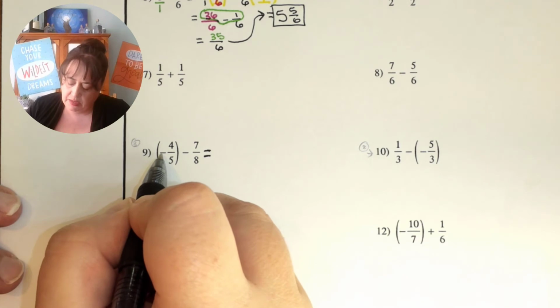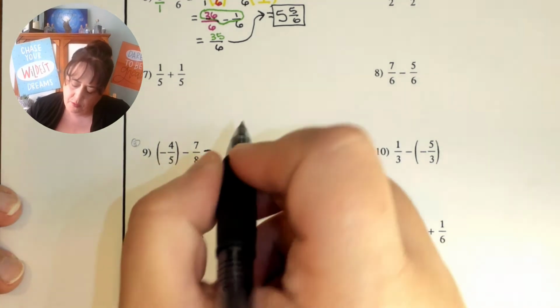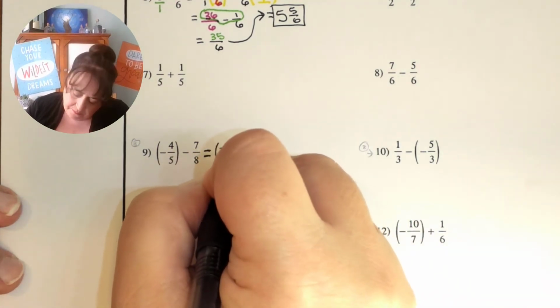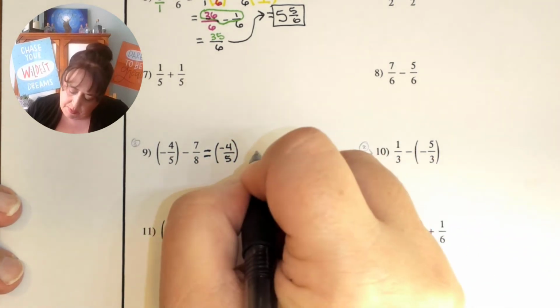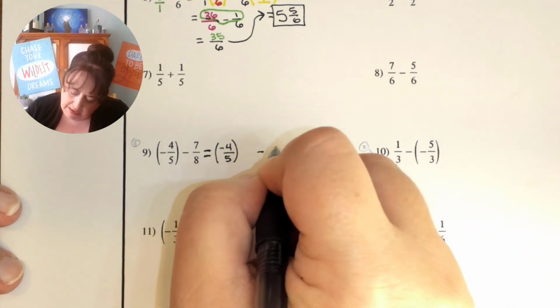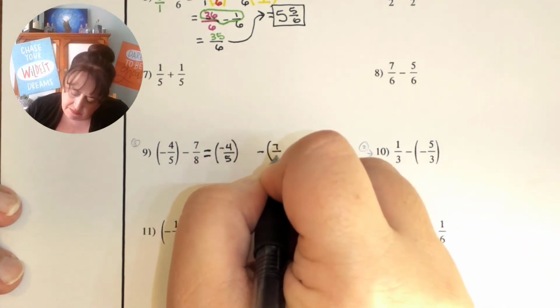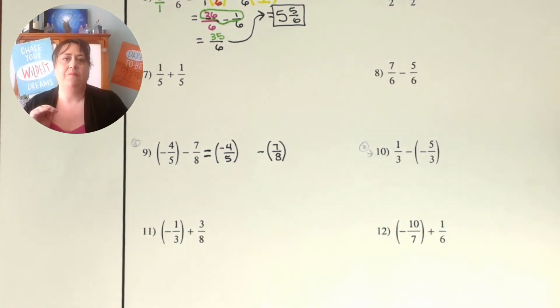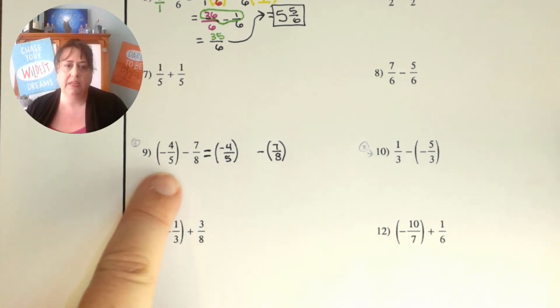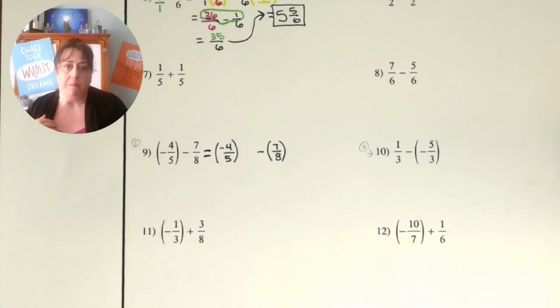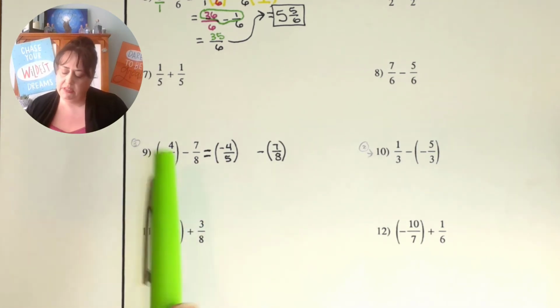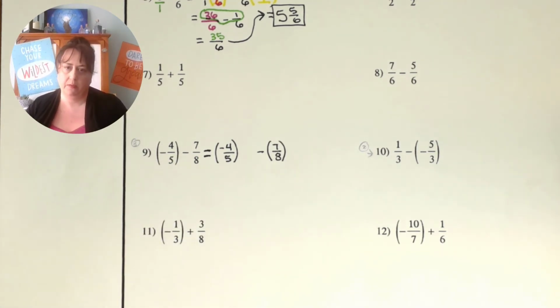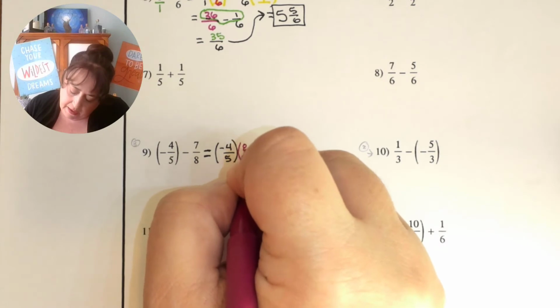First thing I'm going to do, though, is bump that negative up with that 4. So negative 4/5, leave a little bit of a blank, minus 7/8. Okay. I am not going to worry about finding the least common multiple. I'm going to make my life easy and just take the 5 and the 8 and multiply by those. So I'm going to multiply this by 8 over 8.